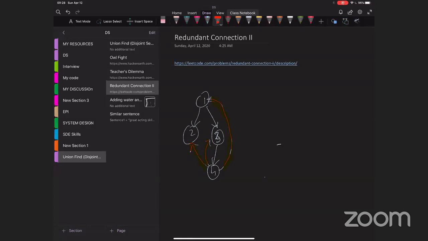Yeah. And this is what we want to find out: given all the edges, which are the edges that we can remove so that the structure we get is a rooted tree. Okay. All right. So having said that, let's start with what is union find.